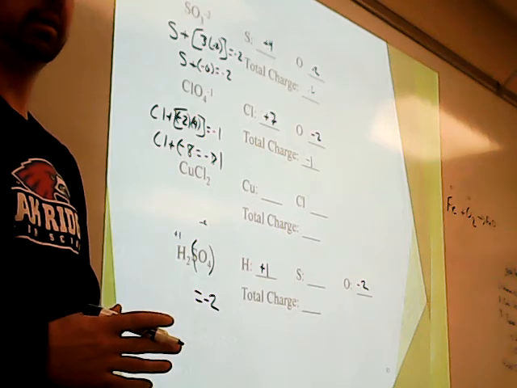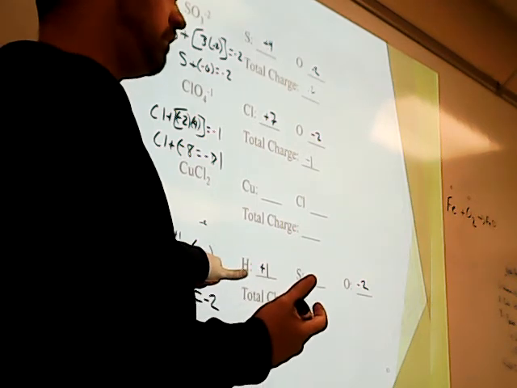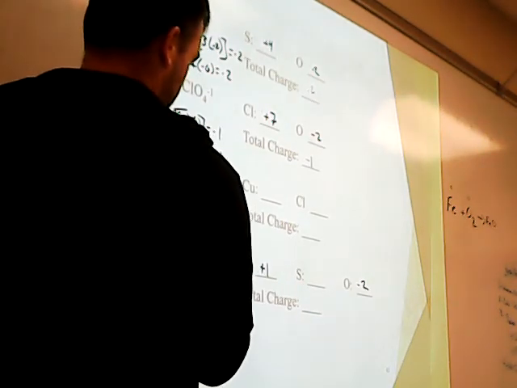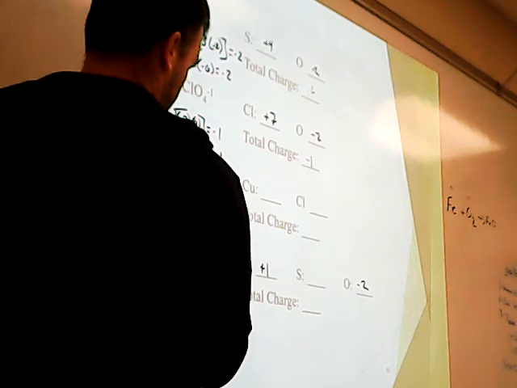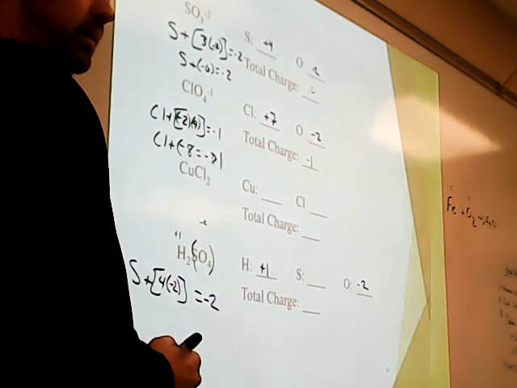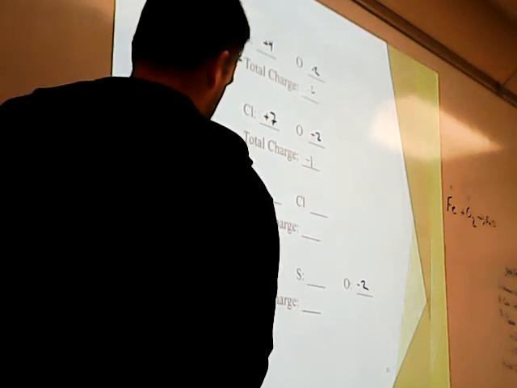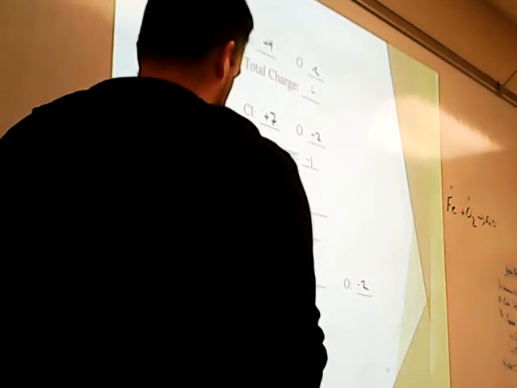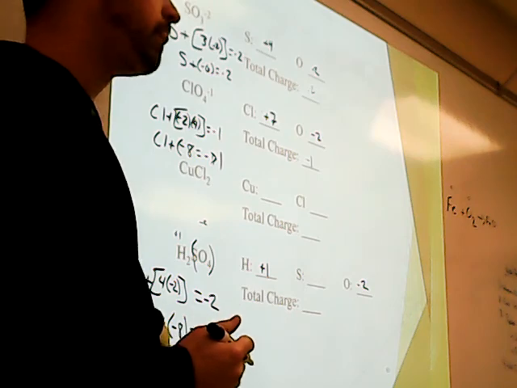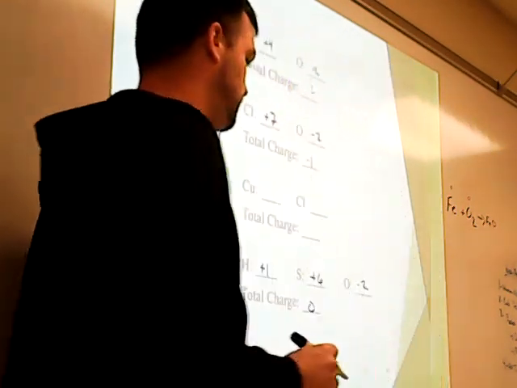So when I do the math, I have to get this to equal -2. Do you all understand that? Both of these have to come out to be -2. When I do the math, sulfur plus 4 oxygens with a -2 charge each, so sulfur plus -8 has to equal -2. So what's the magic number there, Memphis? +6. And now the overall charge would be 0 there.